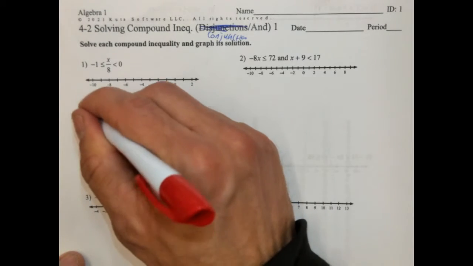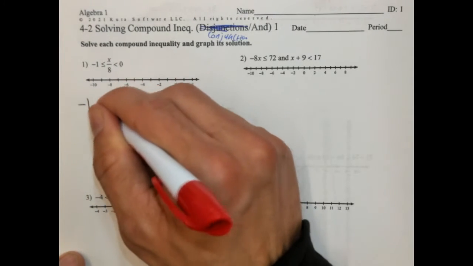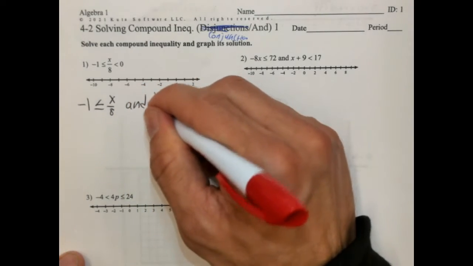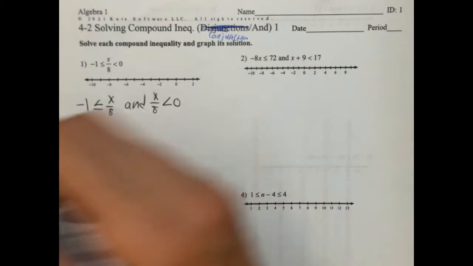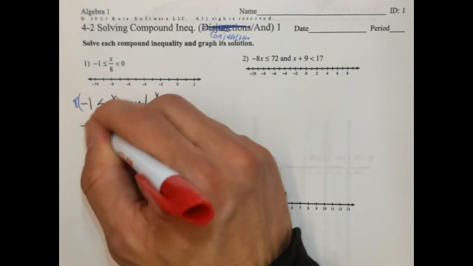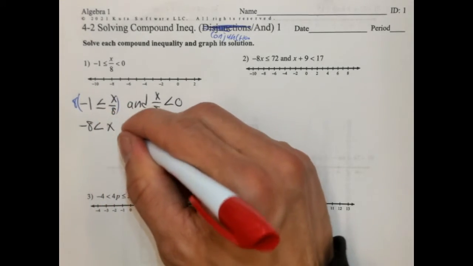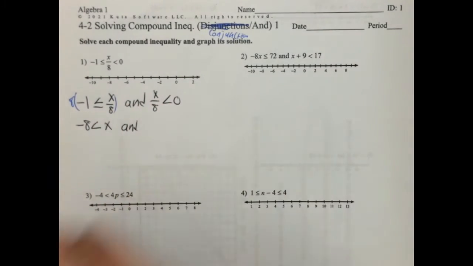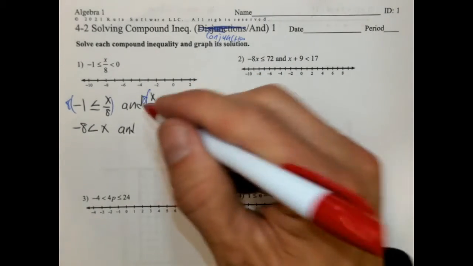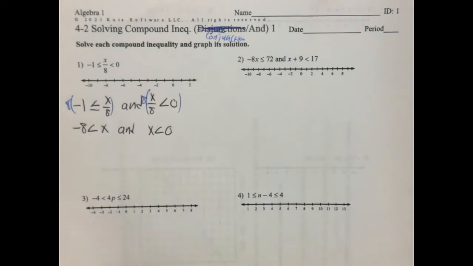So we're going to write -1 is less than or equal to x over 8, and x over 8 is less than 0. We just solve each of these. So we're going to multiply by 8, and 8 times -1 is -8. -8 is less than or equal to x, and we're going to multiply both sides by 8. We're going to get x is less than 0.